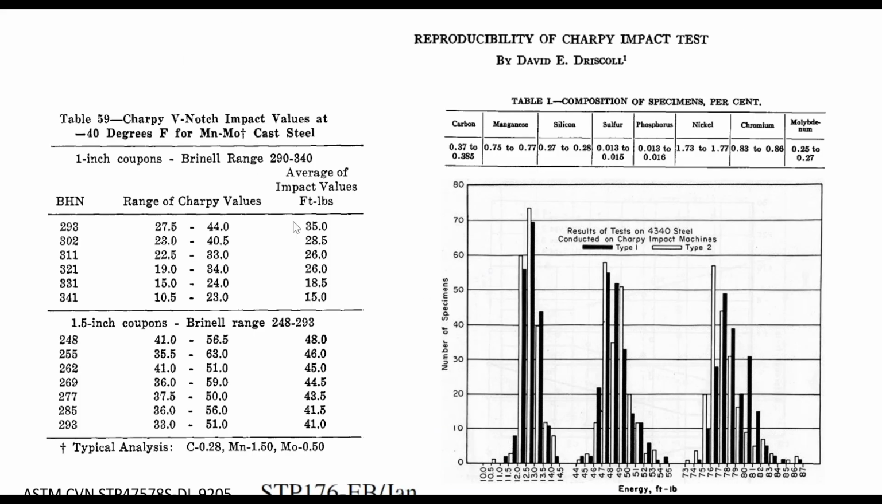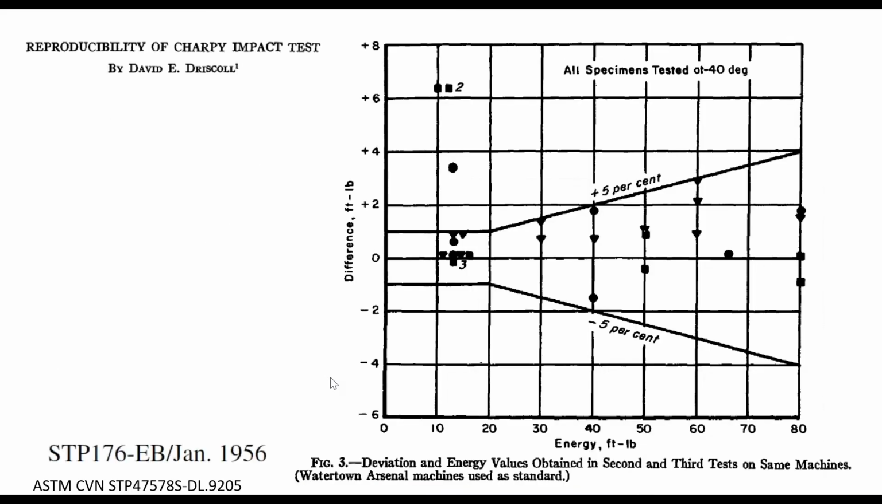So this is from that same old orange handbook, and you can see that the range of Charpy values is on the order of almost 30, 25 foot-pounds difference between the lowest value and the highest value, and yet the average values are relatively well behaved. And you can see the same kind of distribution here.